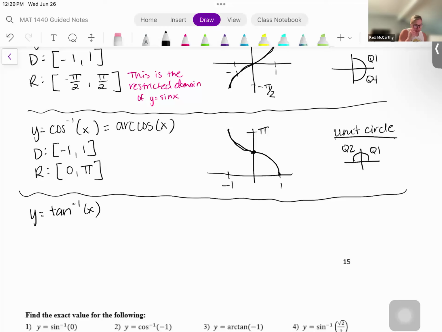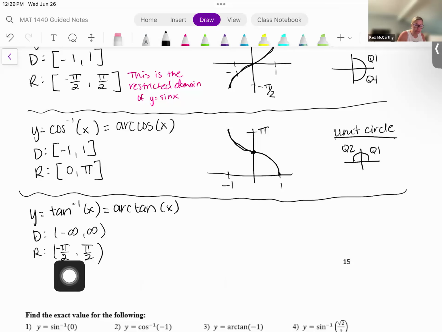Y equals inverse tangent of x, or arctangent of x. The domain for inverse tangent is -infinity to infinity. And the range is going to be pi over 2 to pi, sorry, negative pi over 2 to pi over 2. And I didn't emphasize this before, I should be more careful. The range for inverse tangent is negative pi over 2 to pi over 2, but we're not including either of those endpoints.